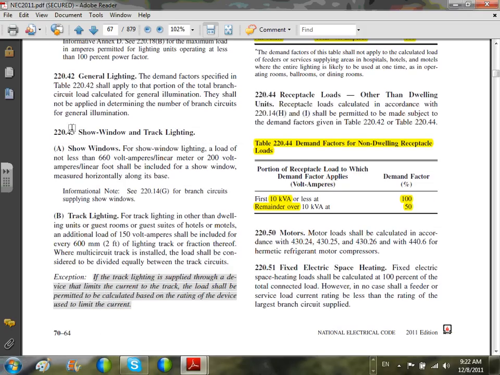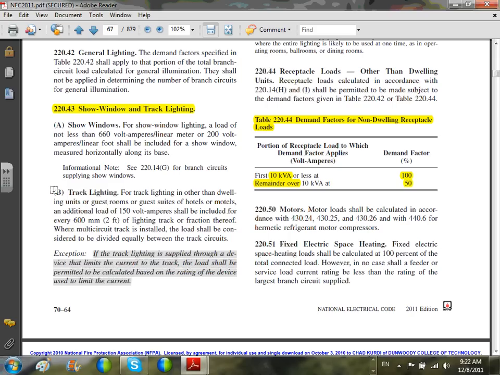This is where the track light and show window light are covered. Let's look at the track light. If you have a track light in your building, you're going to assign 150 volt-amps for every 2 feet. So if I have 100 feet of them, divide by 2, multiply by 150. Cool? If you have a track light.